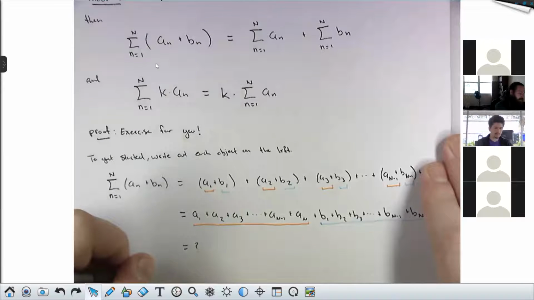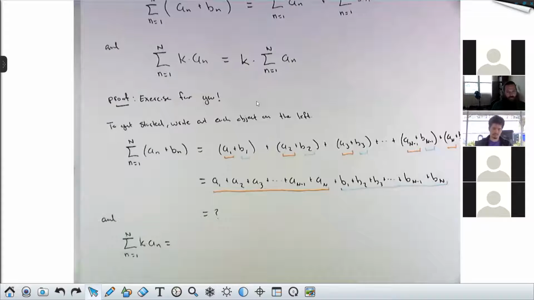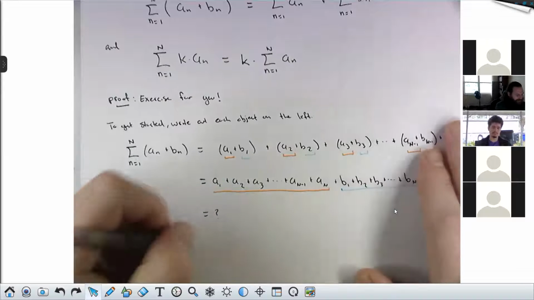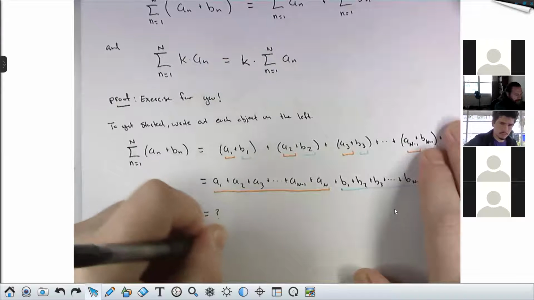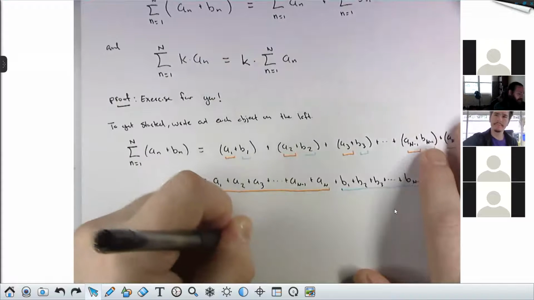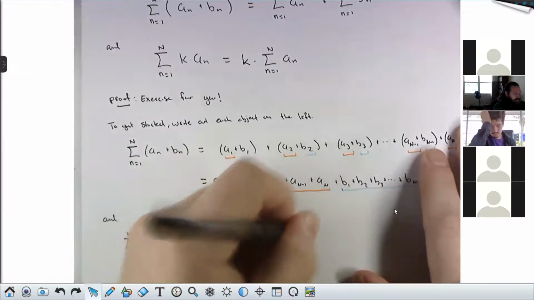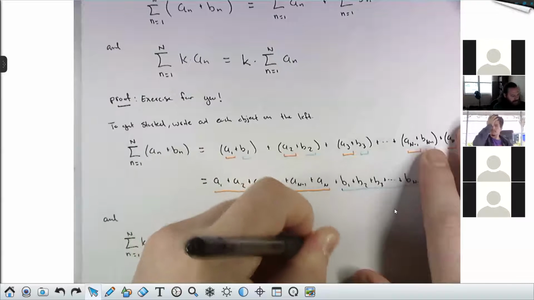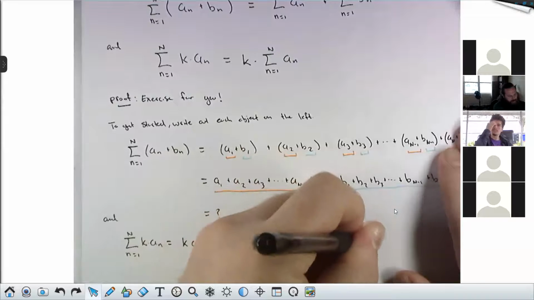If k is a constant, then the sum from little n equals 1 to big N of k times a sub n, now we're thinking of plurals, is k a1 plus k a2 plus k a3. Your second to last term here would be k a sub n minus 1, and then your last term is k a sub n.